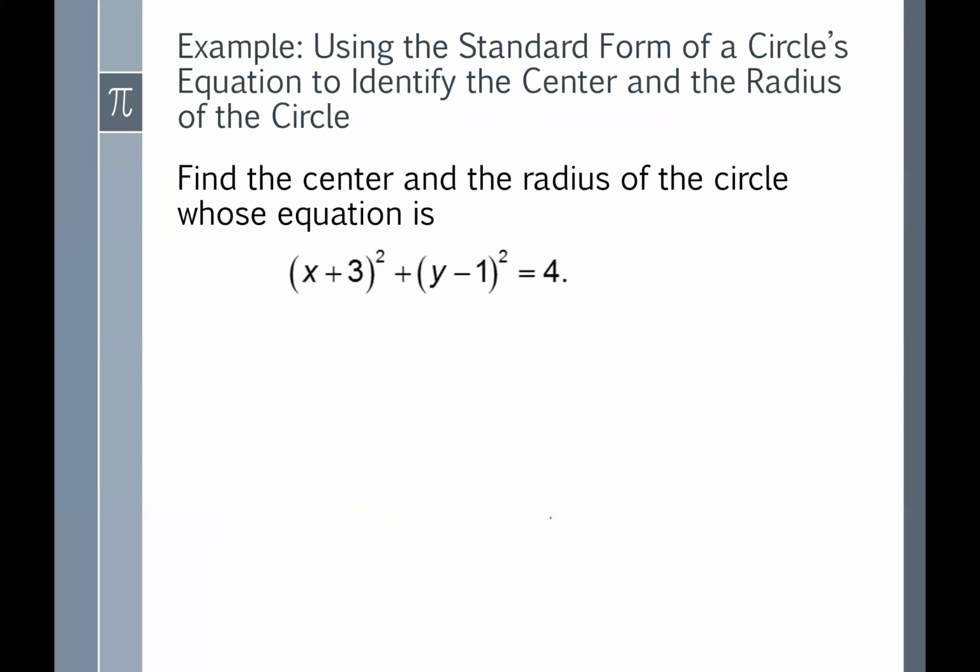All right, so what if you're given the equation in standard form and they ask you to find its center and its radius? Let's write the equation again real quick. That'll help us.